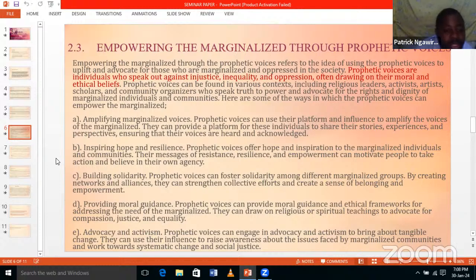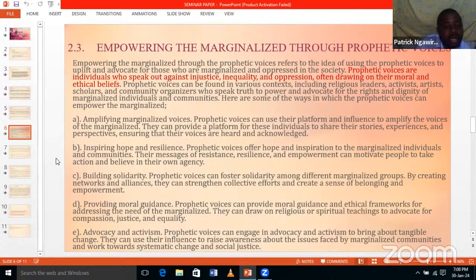The fourth way of empowering the marginalized through prophetic voices is providing moral guidance. So these prophetic voices can provide moral guidance and an ethical framework for addressing the needs of the marginalized. They can draw on religious or spiritual teachings to advocate for compassion, justice, and equality. And the fifth one is advocacy and activism.